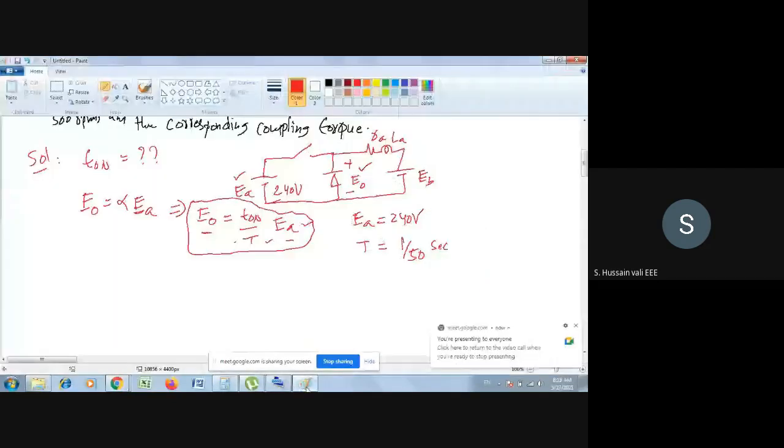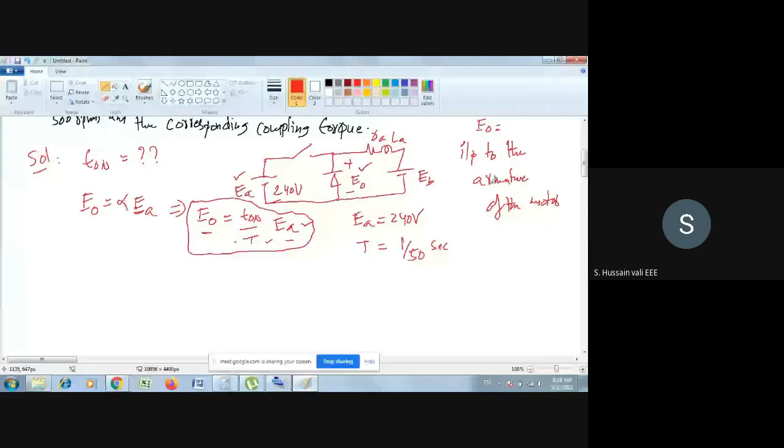So E naught we have to find out. So how to find out E naught? E naught is the output voltage of the chopper, or input to the armature of the motor. We find out the input to the armature of the motor.